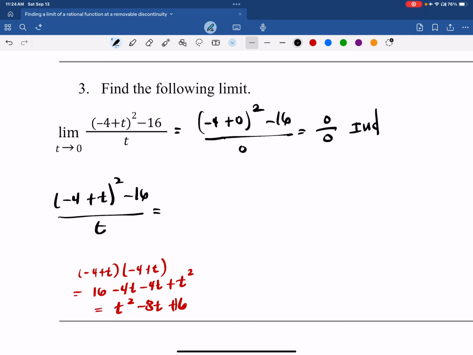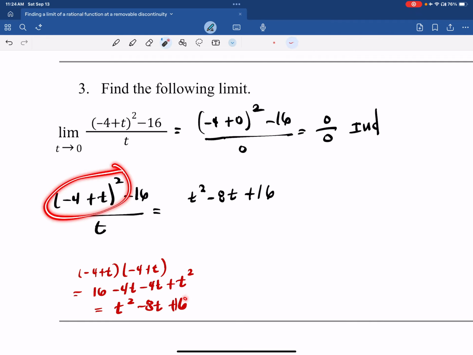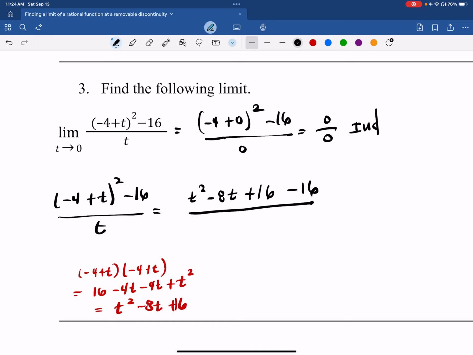So in the numerator, I have t squared minus 8t plus 16. Again, all I did was FOIL out that first part. So I still have that minus 16 there. And in the denominator, we have a t. Notice we have a positive 16 and a negative 16 in the numerator. So it looks like I have t squared minus 8t in the numerator, and I have a t in the denominator. Looks like we can keep on going because I have a t as a common factor in the numerator.